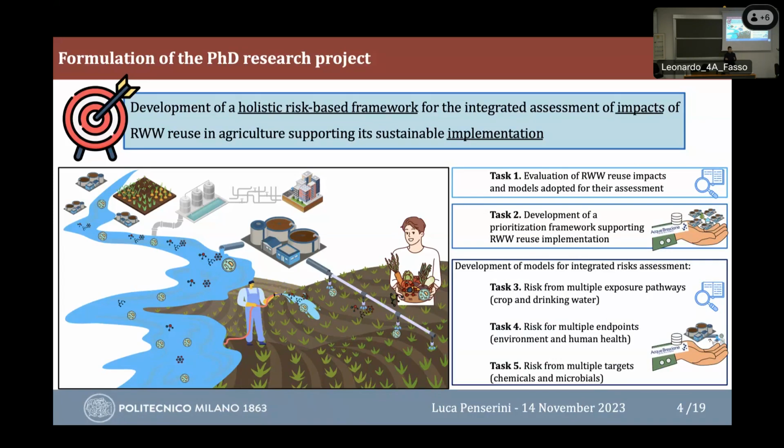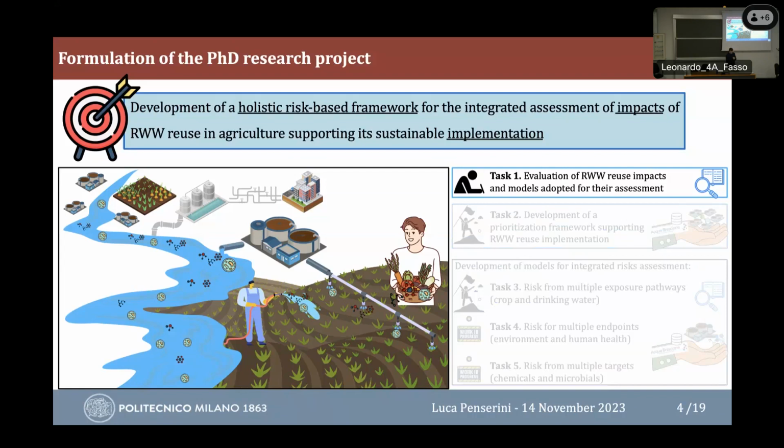In particular, first, it was compared the risk due to multiple exposure pathways, so food and drinking water. Then for multiple endpoints, so environment and human health. And lastly, for multiple targets, so from chemicals and microbials. Of this work, the first three are completed, while the last two I will perform during this last year.